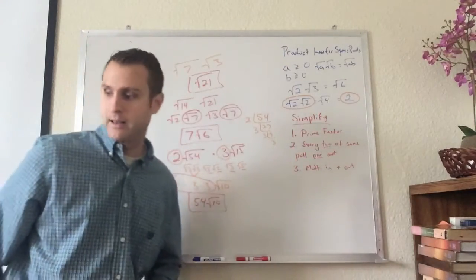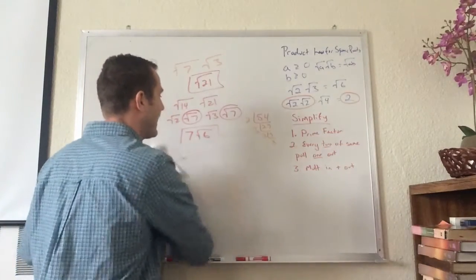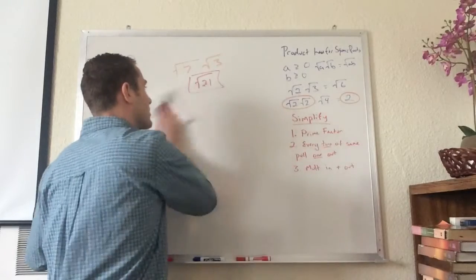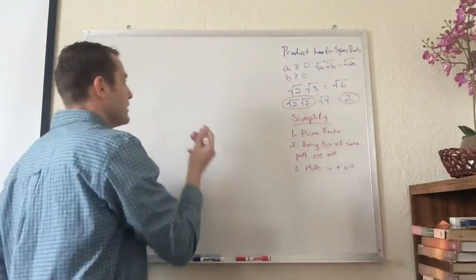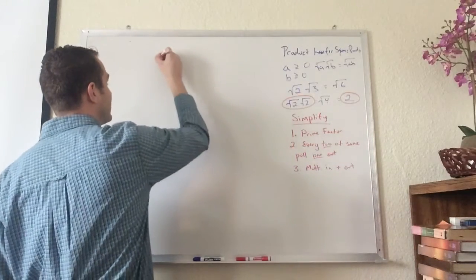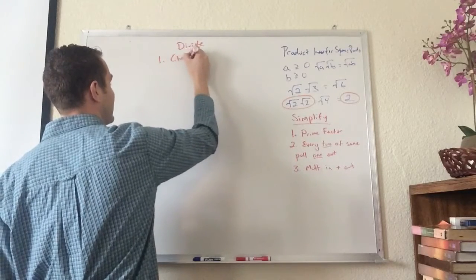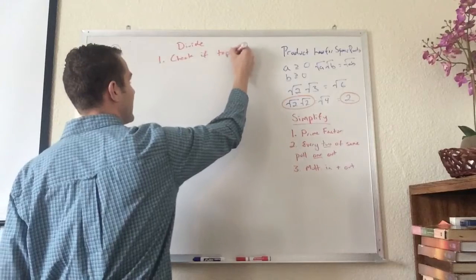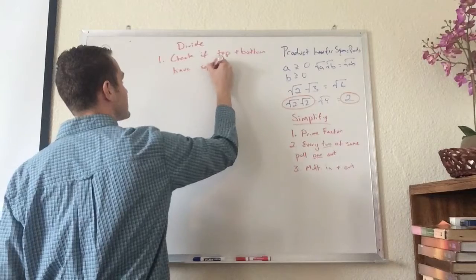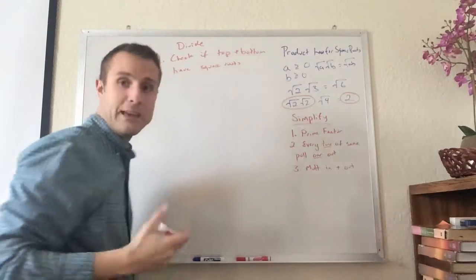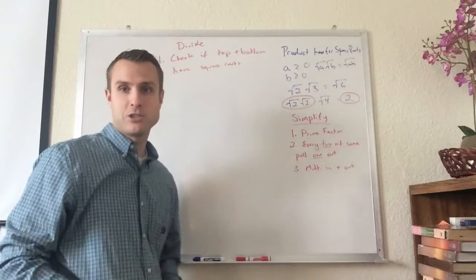Now, last part that I want to talk about is how to divide square roots. So how do we divide square roots? Well, dividing square roots is very simple. There's just a couple steps. The first thing you want to do is check. So if I'm dividing, first step is check if top and bottom have square roots. If they do, then just find the square root of the top, find the square root of the bottom. If you can divide, divide, otherwise just reduce.